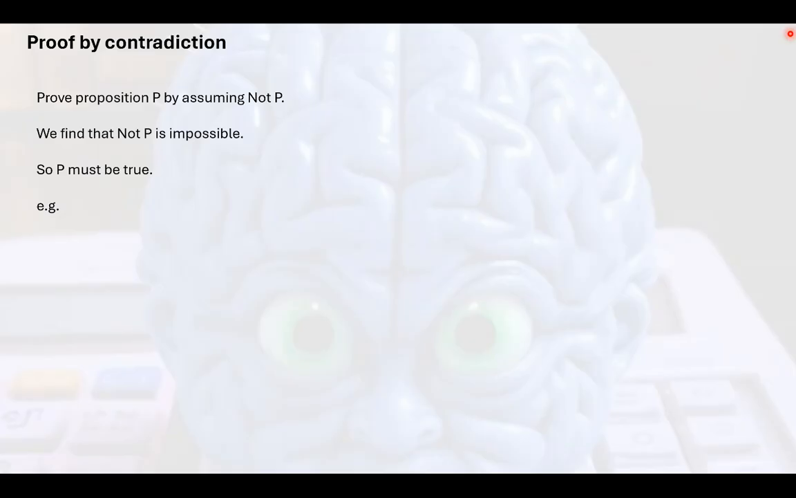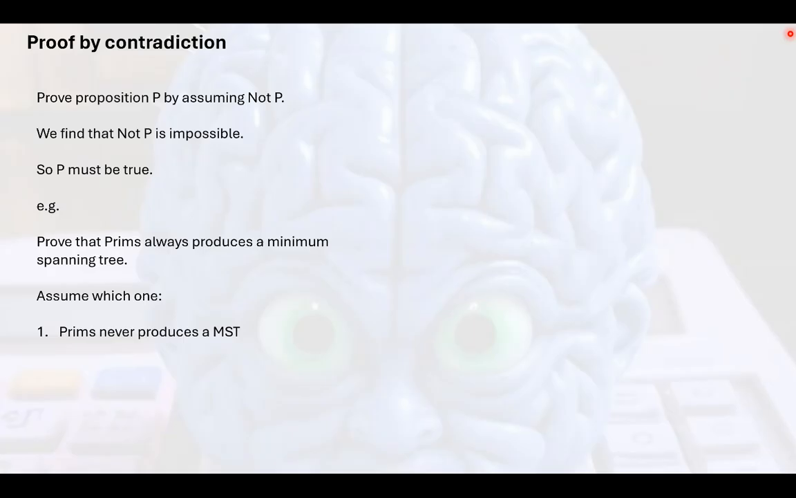Now, the first step that we're going to go through a few examples of is to get that contradictory assumption correct. So suppose I want to prove that Prim's always produces a minimum spanning tree. Which of these would be a good initial assumption? Would we assume that Prim's never produces an MST, or that sometimes Prim's fails to produce an MST?